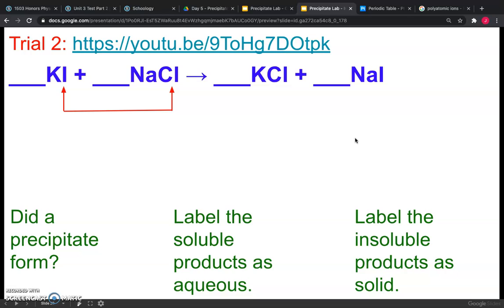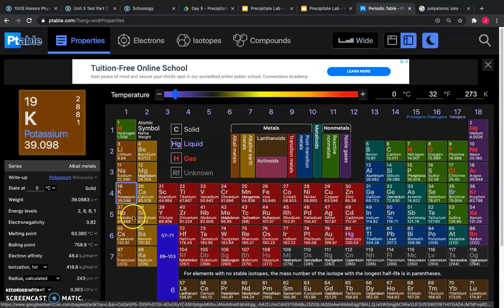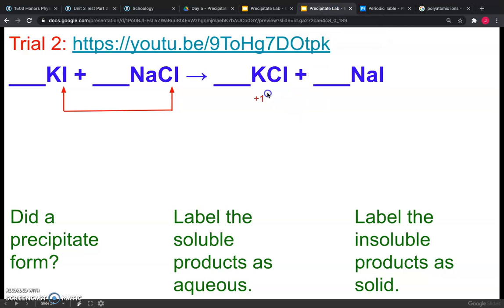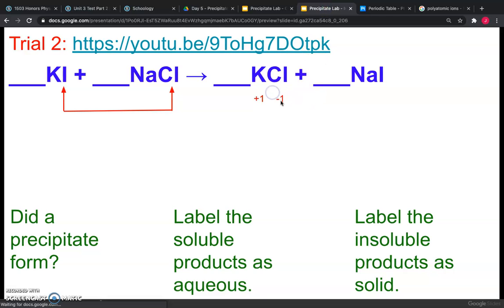Next, we want to check the charges to make sure that these chemical formulas are balanced. So we'll start with potassium. Potassium's in group 1. Remember, all these ones in group 1 form +1 ions. That's because they have one valence electron. So potassium is no different. It will form a +1 ion. Chlorine, on the other hand, because it has 7 valence electrons, it's going to gain an electron and form a -1 ion. So this one's already balanced. We don't have to add any subscripts to balance that one.